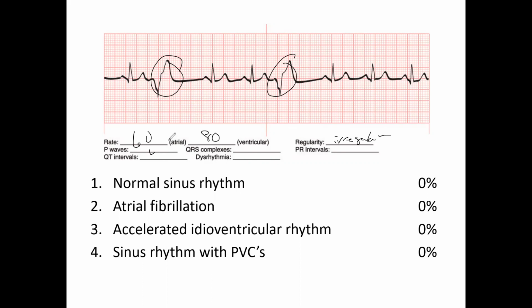P waves are okay. The QRS complexes, when they show up, for the most part, those that are conducted have about a 0.04 second duration. Your PR interval is normal or less than 0.2 seconds. QT interval is okay. The dysrhythmia, well, this is a sinus rhythm. It's not a normal sinus rhythm because you've got these blips right here, which are called PVCs, premature ventricular complexes. Some texts will refer to them as premature ventricular contractions, but these are PVCs, premature ventricular complexes. So this is a sinus rhythm with PVCs.